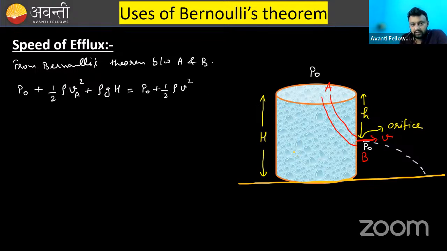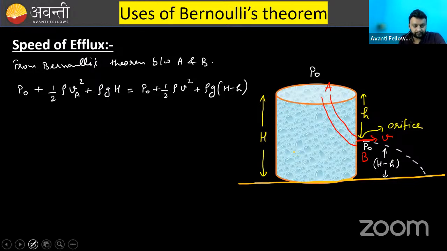Let's assume the velocity is V, plus rho g, and the height of the orifice from the ground is, this total height is H, this height is small h, so this will be H minus h. Now, velocity A means velocity of the liquid surface going down. And this velocity we have assumed to be negligible. So this whole term will be zero.